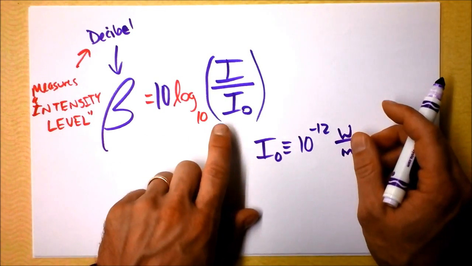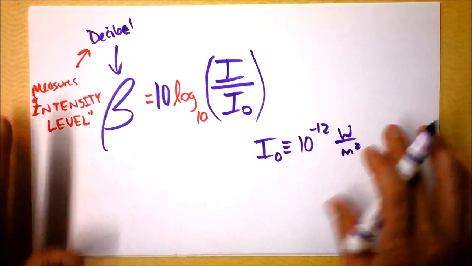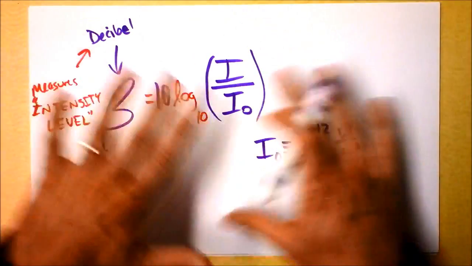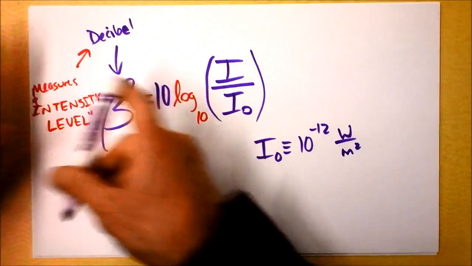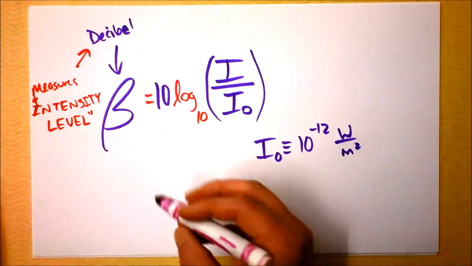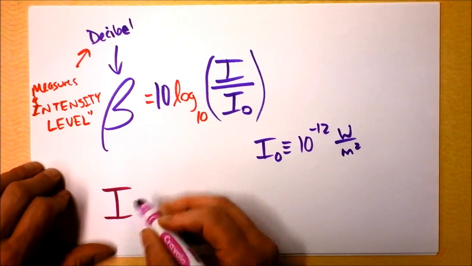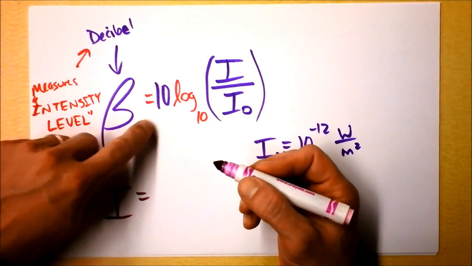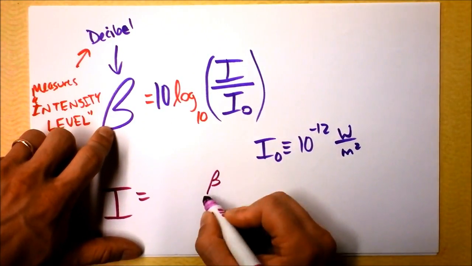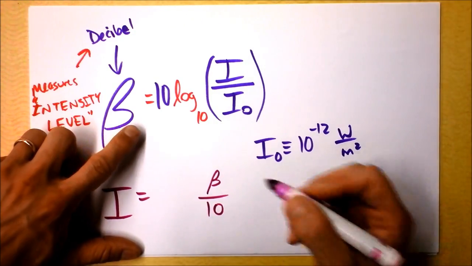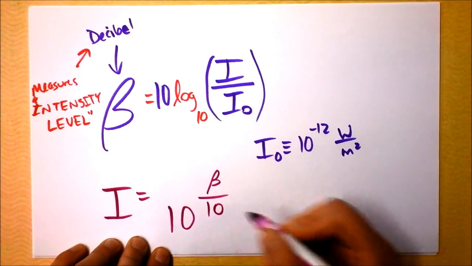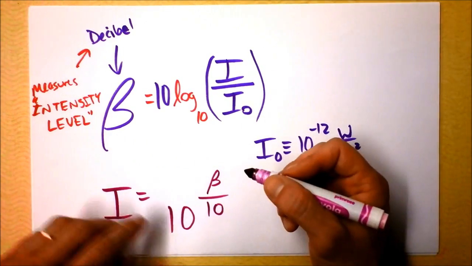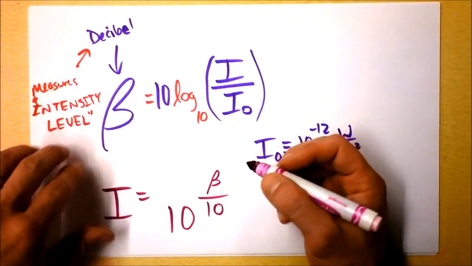And now you can do calculations with decibels. Once you understand this, you need to know how to work with logs, right? You could find the intensity from the decibel level by doing a little bit of math. I'm going to have to divide by 10, so it's going to be beta divided by 10. And then I need to get rid of this log base 10, so I need to raise it to the 10th power. And then I also need to multiply by I naught.